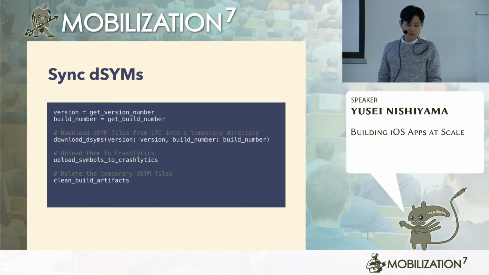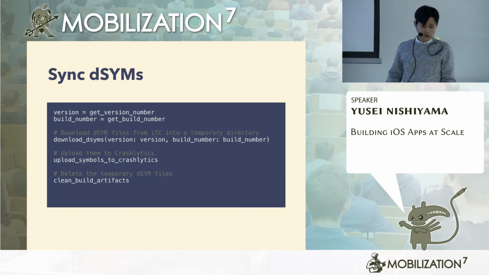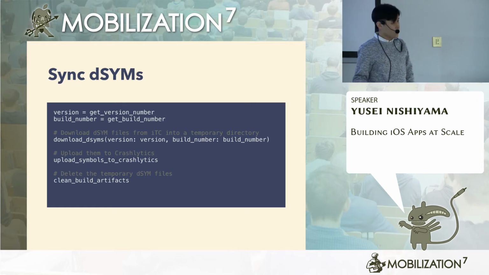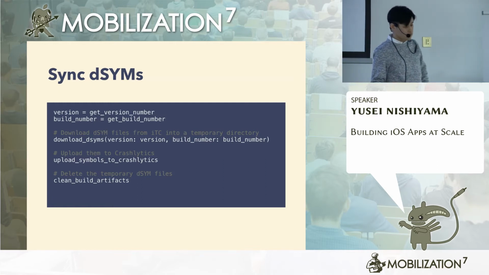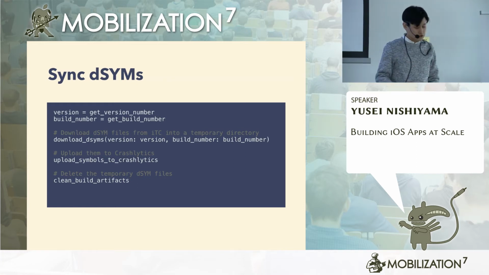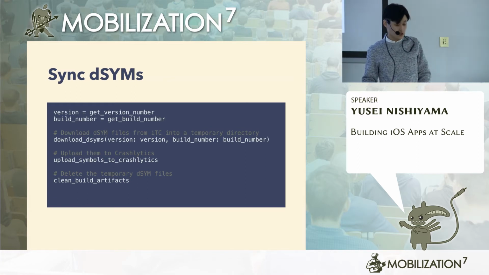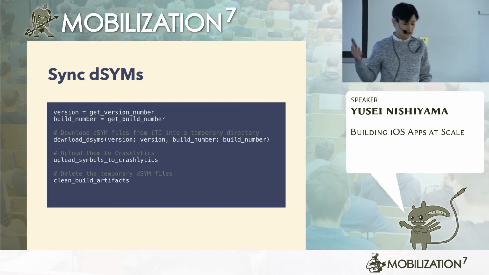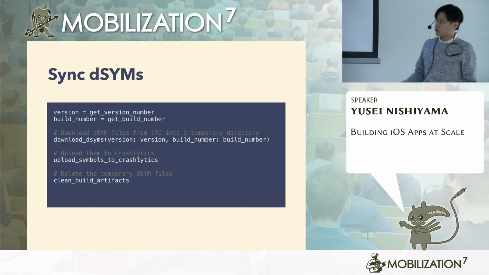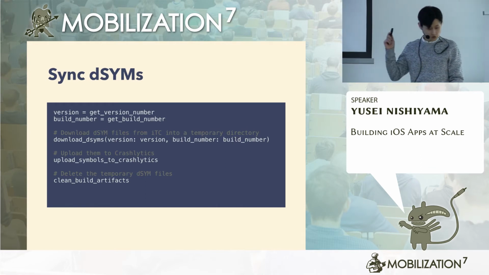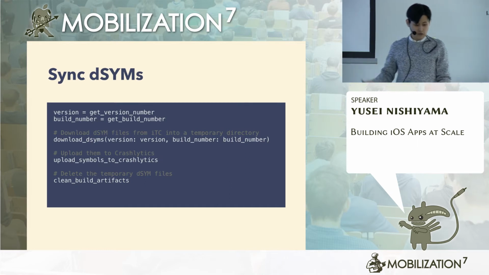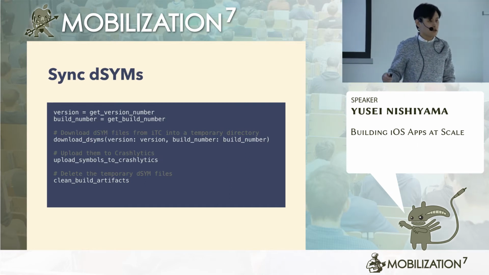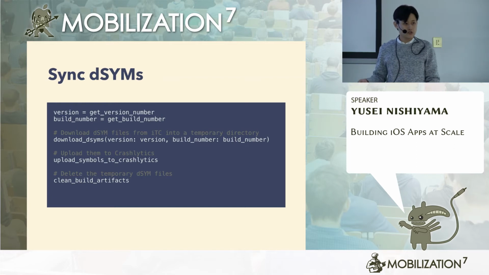Syncing dSYMs. If you enable bitcode, it's Apple's upload server that compiles your bitcode and generates dSYMs. So you will need to download the generated dSYMs from Apple's server and then upload them to a crash reporting service, say Crashlytics, so that they can symbolicate crashes. This script automates the process. I will not explain those scripts step by step, but I will make the presentation available after the talk, so you can check it later.